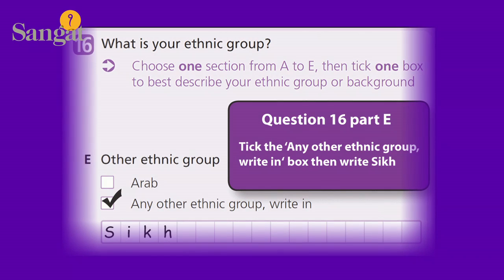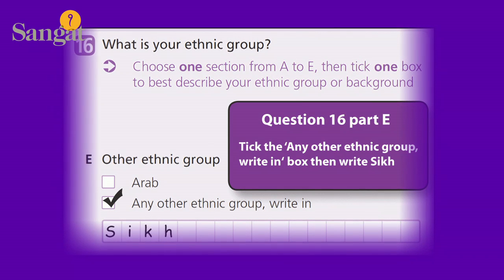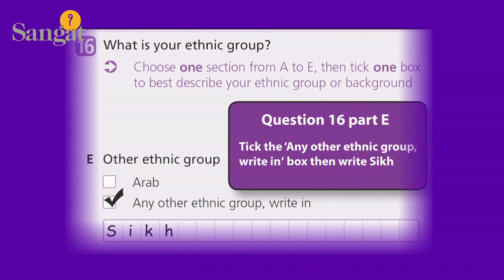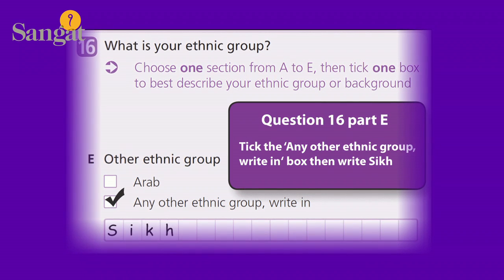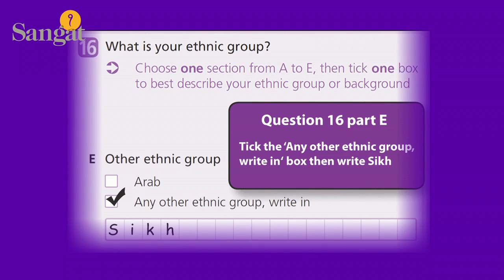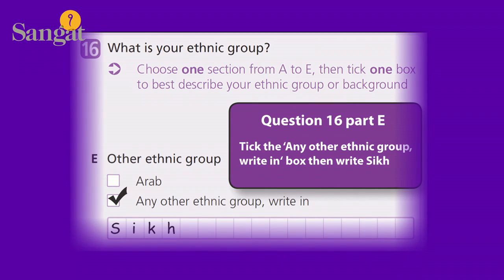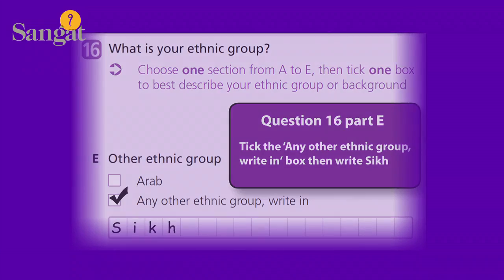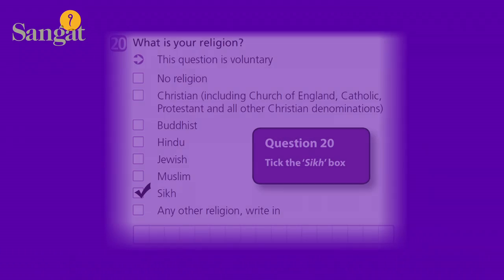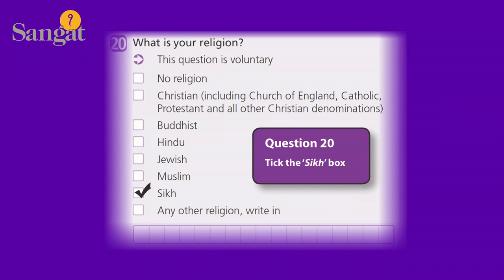To register your ethnicity as Sikh, go to page 16, question 16, section E. This refers to your ethnicity. Tick the box labeled Other, then write Sikh in the empty box below. To register your religion as Sikh, go to page 16, question 20, and tick the box labeled Sikh.